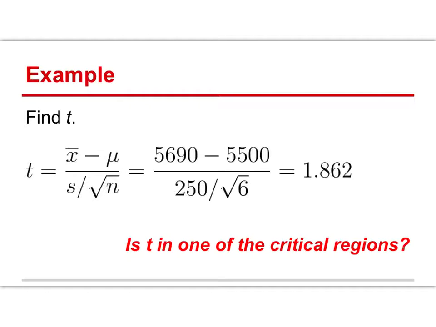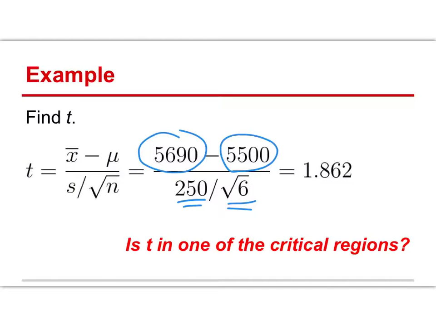We then find t. We have x bar minus mu in the numerator. 5,690 was the sample mean. 5,500 was what we're expecting mu to be. The denominator is the sample standard deviation, 250, divided by the square root of the sample size, the square root of 6. And when we do that calculation, we find that our test statistic, t, is 1.862.